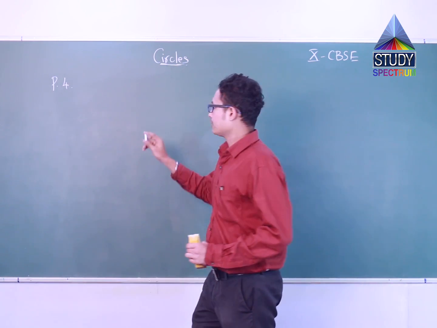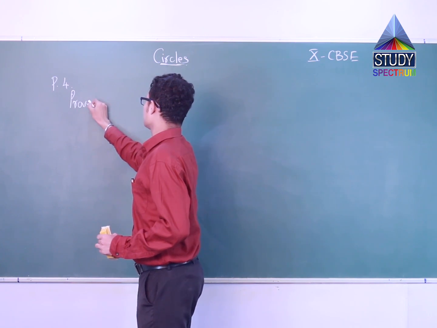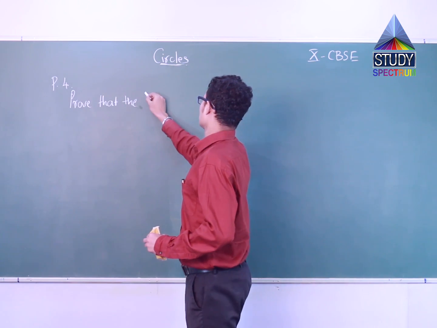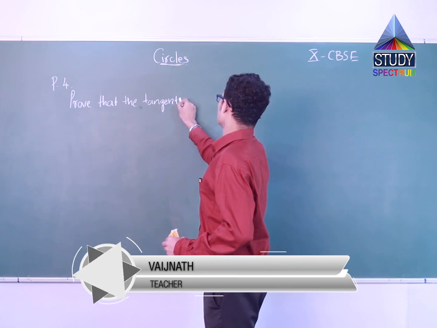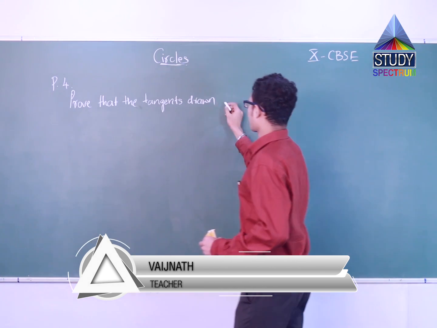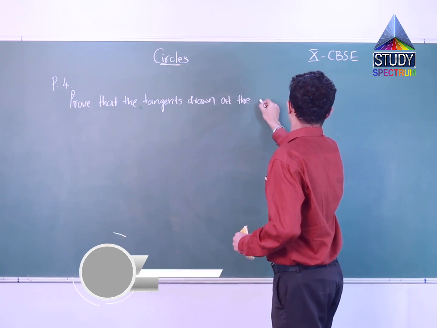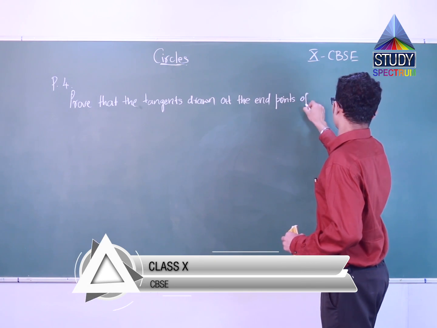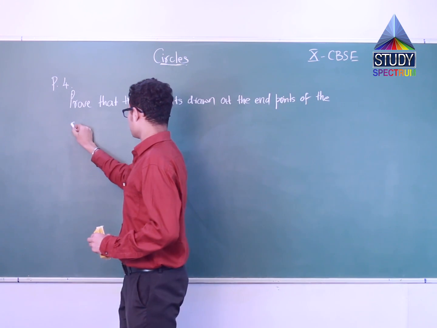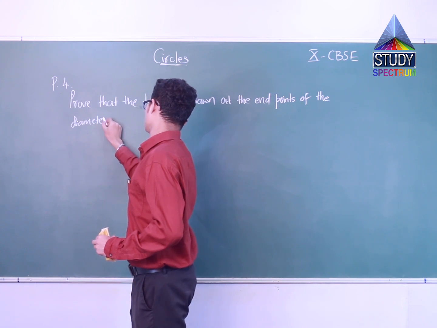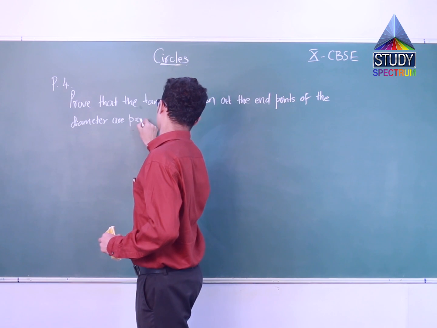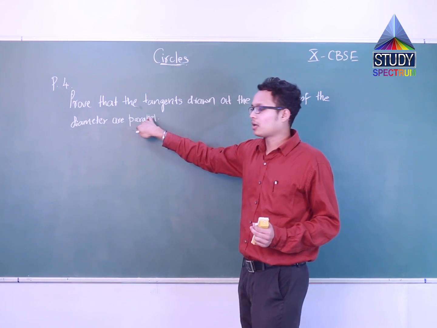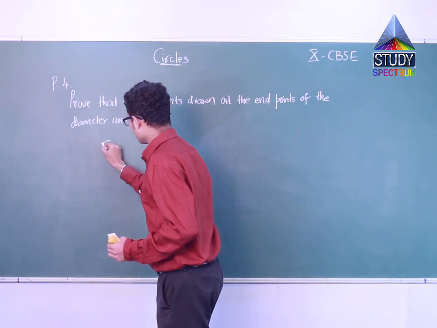We have to prove that the tangents drawn at the end points of a diameter are parallel. This is the problem statement. Let me draw a circle here.